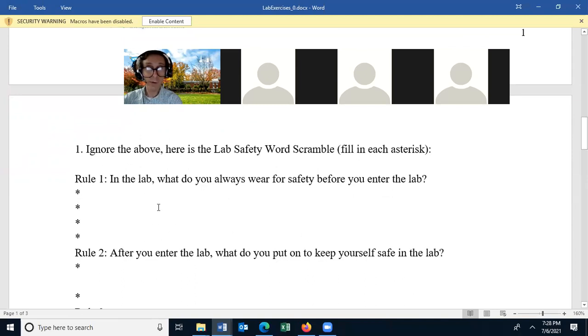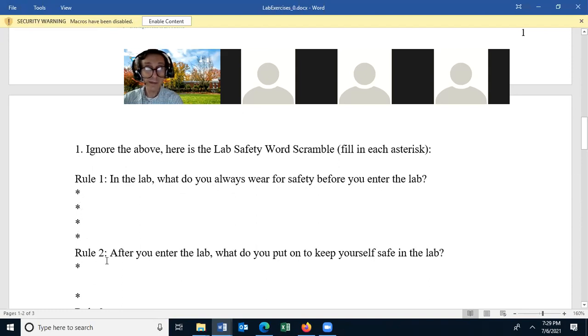So in the lab, what do you always wear for safety before you enter the lab? So this question is asking you, what do you have on before you open the door to enter the lab? Okay? So obviously, you get the lab goggles in the lab as well as the lab gloves. So I really should not accept that for Rule 1 because you don't have those on before you enter the lab. And there are 4 things you should answer because I've got 4 asterisks here. So the asterisks tell you how many answers I'm expecting.